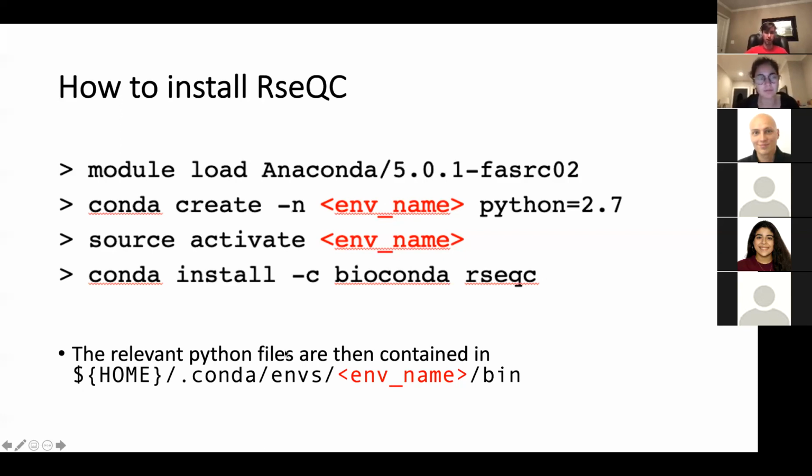And then the relevant Python files are contained in this path, where you find tin.py and gene body coverage.py. So this is a little bit complicated. Has anybody tried this yet and had it work? Yes. So I'd recommend, if you have Canon free, to start initiating this process. It takes like 20 minutes.